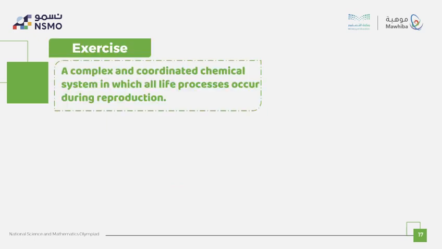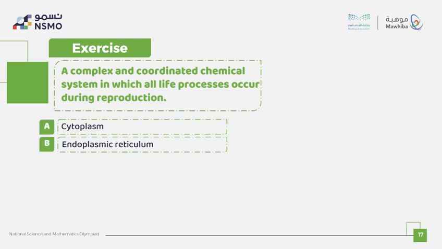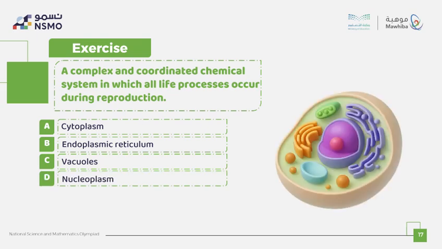Let's ask another question. A complex and coordinating chemical system in which all life processes occur during reproduction. Is it cytoplasm, endoplasmic reticulum, vacuoles, or nucleoplasm? Why is cytoplasm the right answer? Let's think about it. We know that cytoplasm is the gel-like fluid that fills the whole cell, here, the green one. And it also contains enzymes, molecules, and organelles needed for all major life processes.